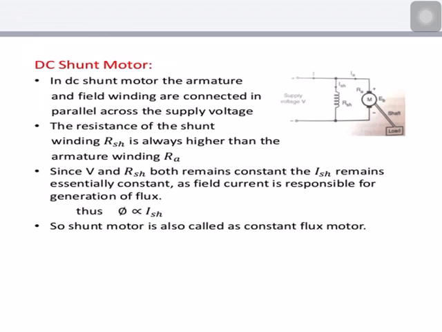Based on the arrangement of the winding, the different types are classified, and accordingly the characteristics also differ. So torque and speed characteristics play an important role in the operation of the motor.